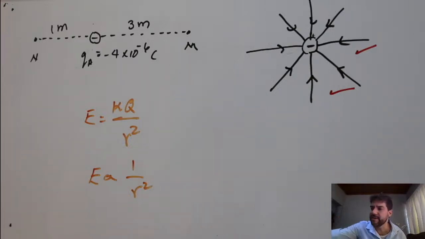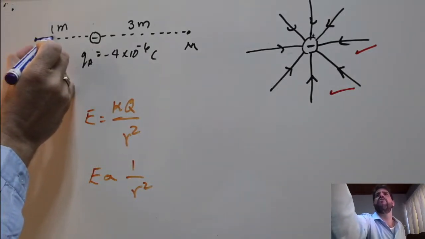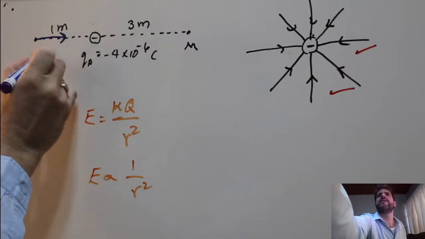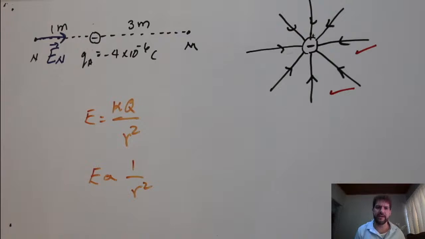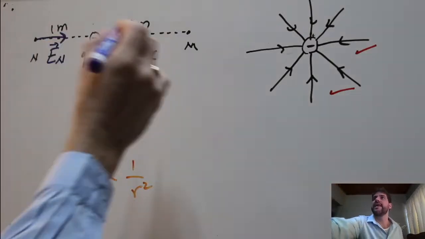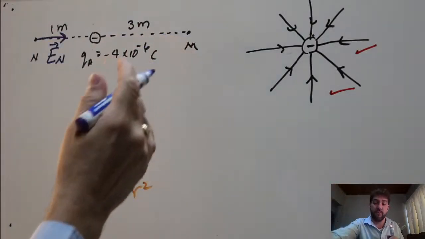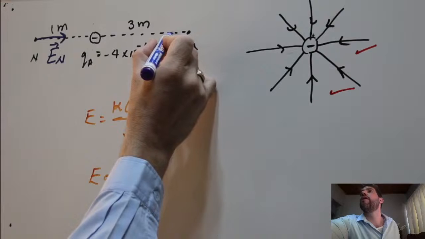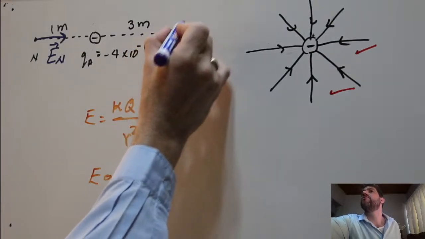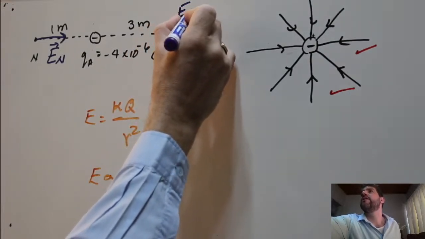So if we represent the electric field on those points, at N, you can see it's going to be pointing towards the charge. That is electric field, let's call it N. It's a vector quantity. And then at M it is also pointing towards the charge, but it is smaller, right? So this one is electric field M.